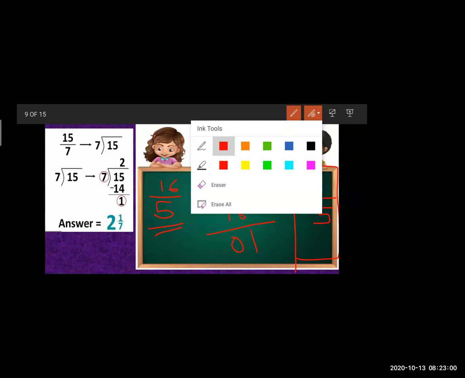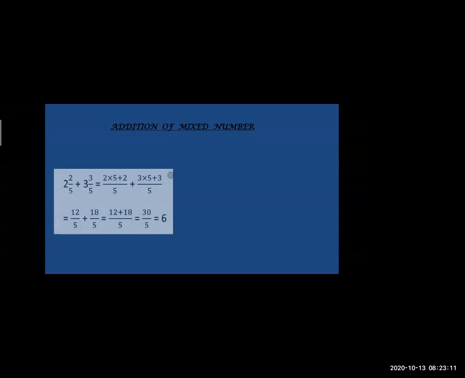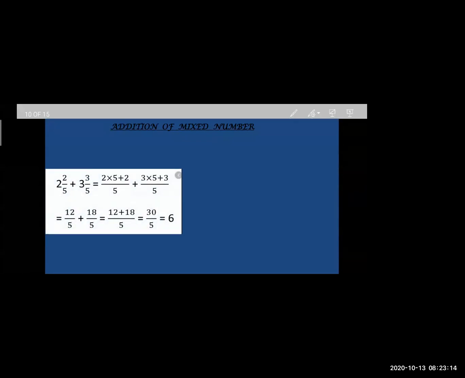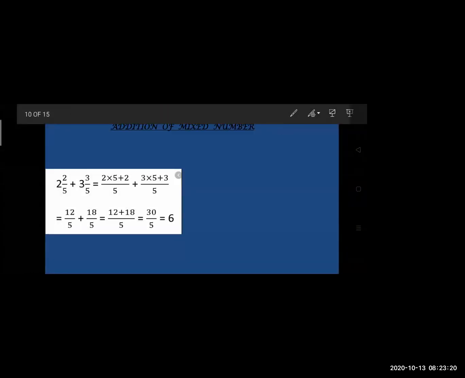So we have seen one sum. Now we will see what we are supposed to do next. See, we have got a heading, addition of mixed numbers. I told you we are going to add, subtract, multiply and divide the fractions, the mixed numbers. We are going to do operations on that. So this is the first operation, that is addition.